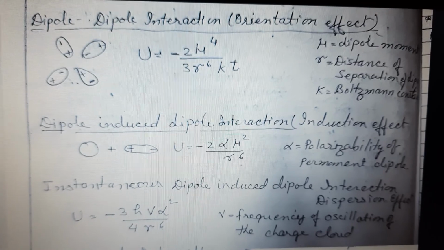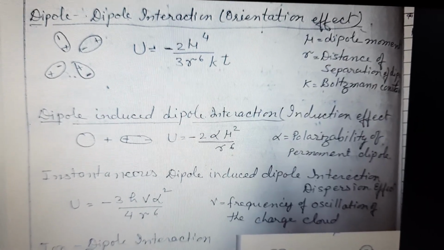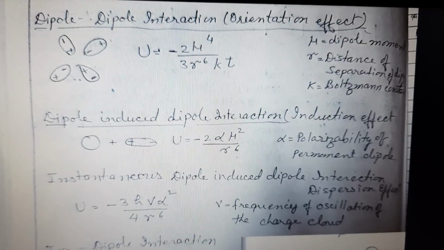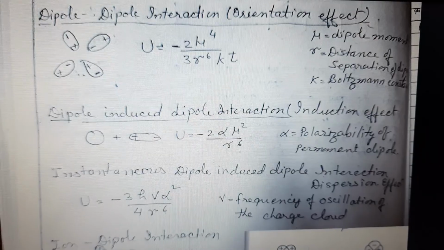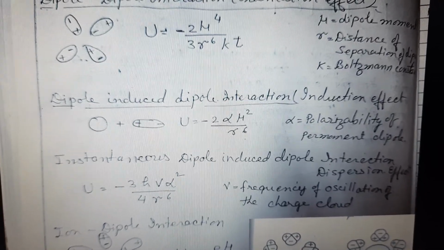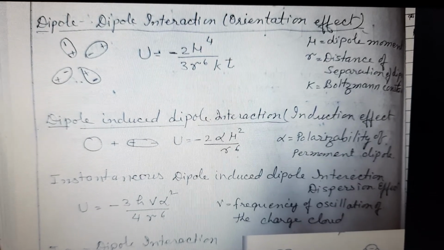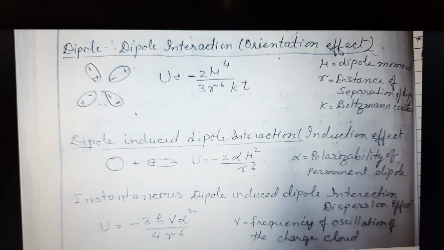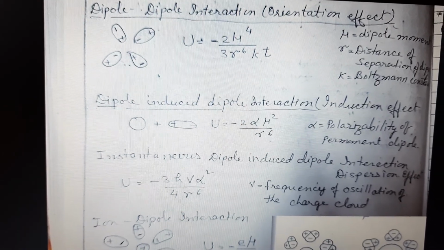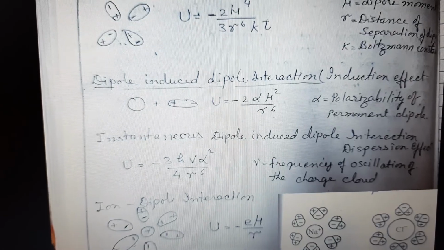The interaction is also one of the factors influencing the melting point and boiling point of polar substances. Substances that have zero dipole will naturally have lower melting point and boiling point than a polar substance. The potential energy due to dipole-dipole interaction is given by U is equal to minus 2 mu raised to 4 upon 3 r raised to 6 kT, where mu is the dipole moment, r is the distance of separation of dipoles, and k is Boltzmann constant. This force is responsible for the crystal lattice energy of substance which must be overcome in the vaporization process.